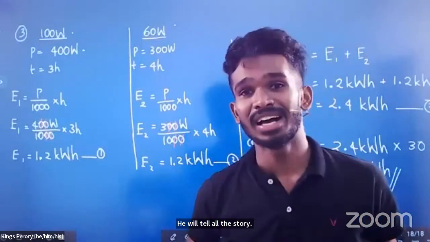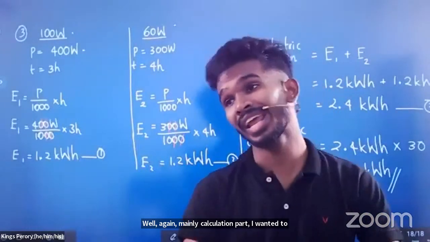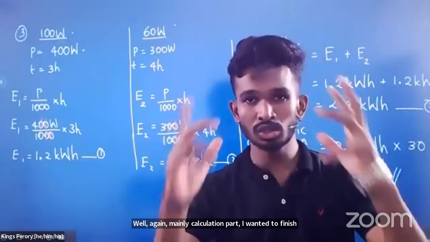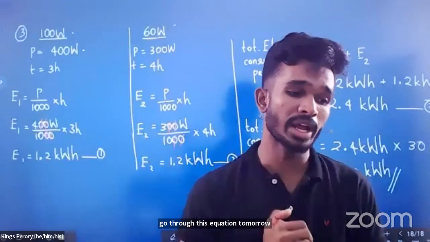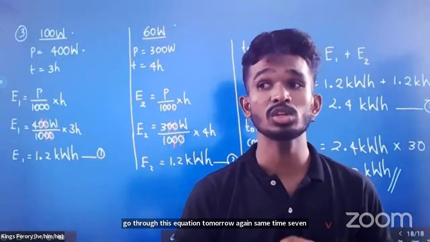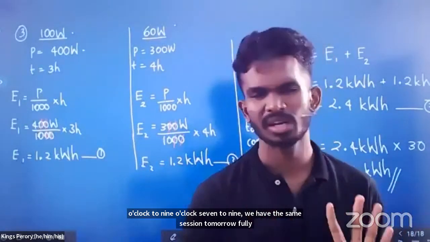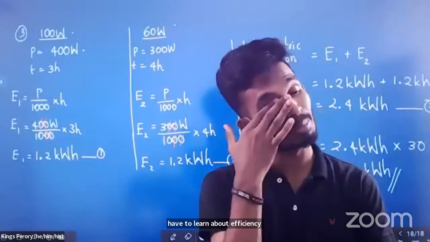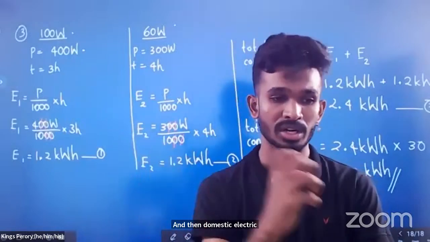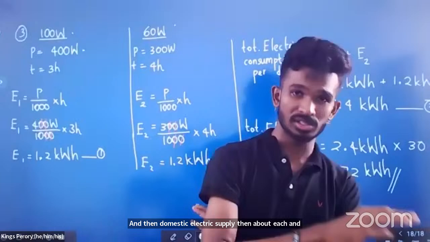Okay then. Mainly the calculation part I wanted to finish today. Calculation part is fully over. Again, redo all these questions. Go through these equations. Tomorrow again same time, 7 o'clock to 9 o'clock, we have the same session. Tomorrow our theory part is only there, the memorizing part. We'll learn about efficiency and then domestic electric supply, then about each and every electrical component in our house. So fully reading part is only there tomorrow.